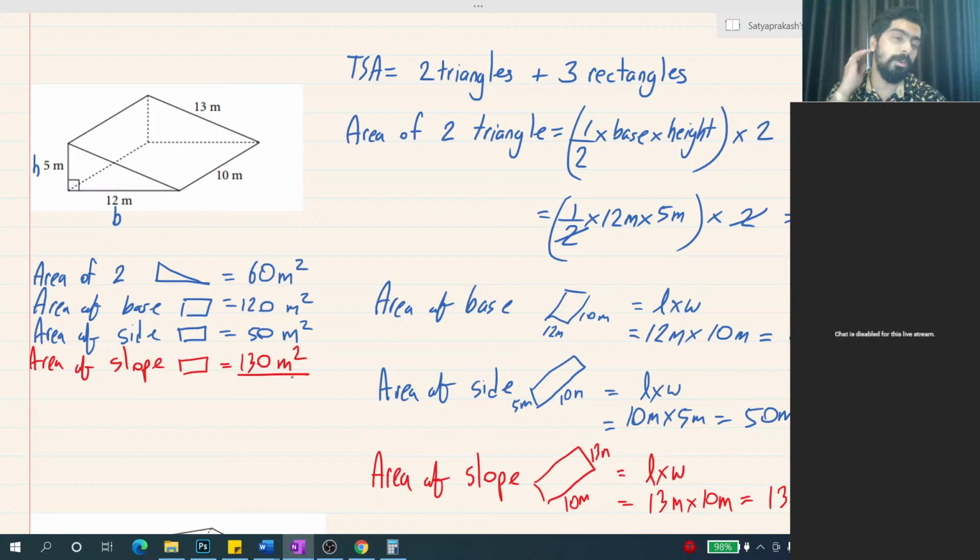Now once we have found the area of all these 5 2D shapes, we are going to add them up. So 130 plus 50 is 180, 180 plus 120 is 300, and 300 plus 60 would give us 360 meter square, right? Therefore, the total surface area of this triangular prism would be 360 meter square. Alright guys, I'm going to give you a few minutes to copy it down, or have a look at it and understand it a bit more, and then we'll go to the third question.